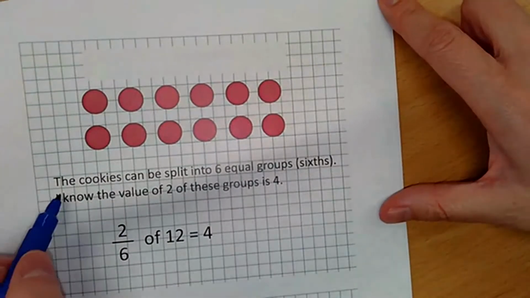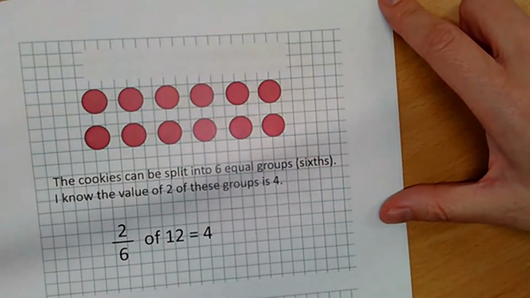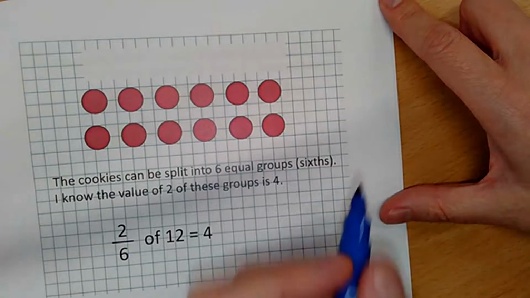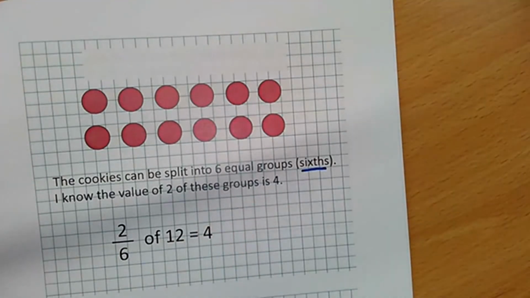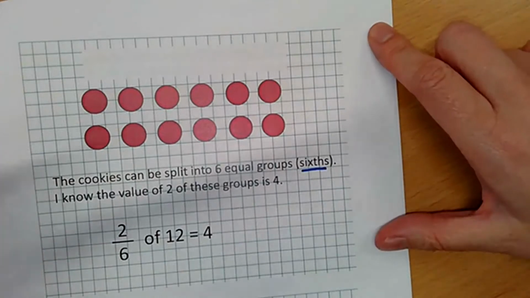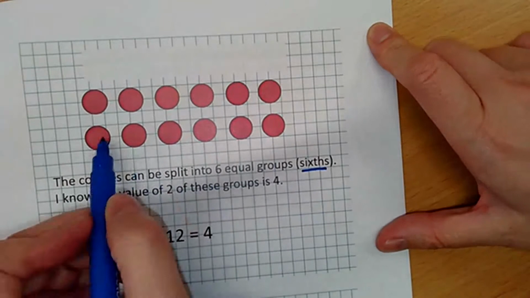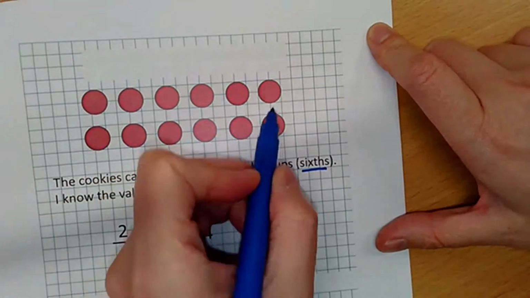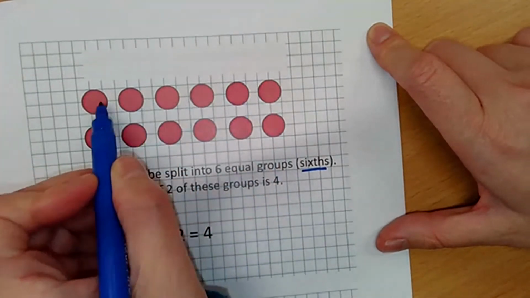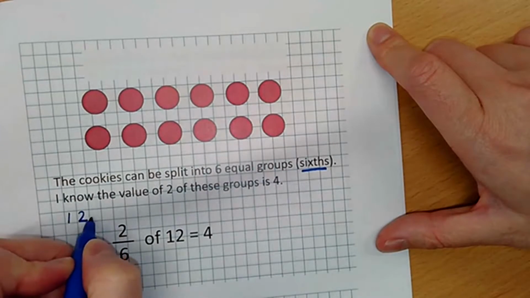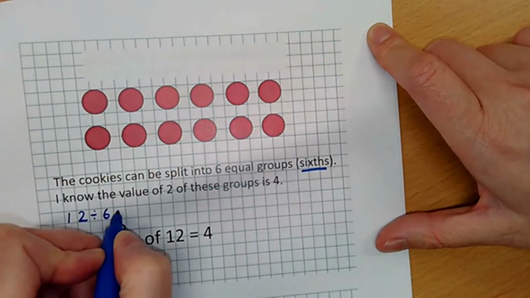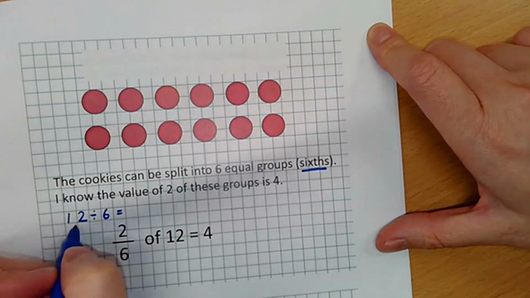And let's take a look at this one. The cookies can now be split into 6 equal groups, which represent sixths. I know the value of 2 of these groups is 4. So the first thing that I'm going to do, I have 1, 2, 3, 4, 5, 6, 7, 8, 9, 10, 11, 12. First of all, I'm going to divide my 12 into 6 groups. So in each group there should be 12 divided by 6 equals 2.